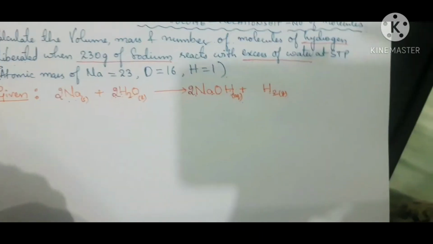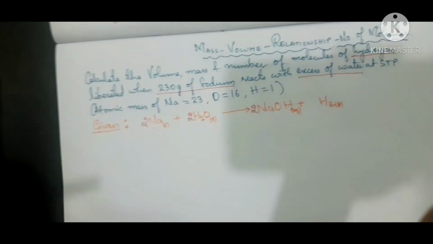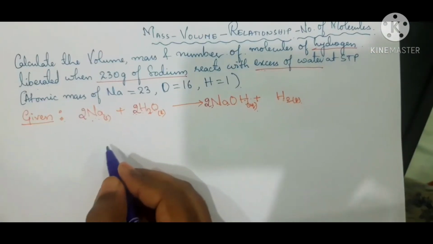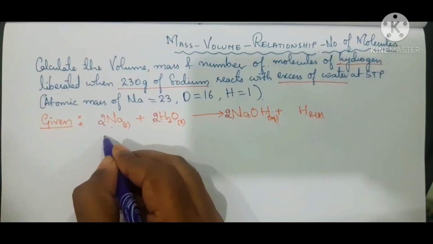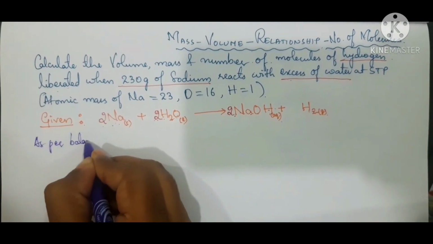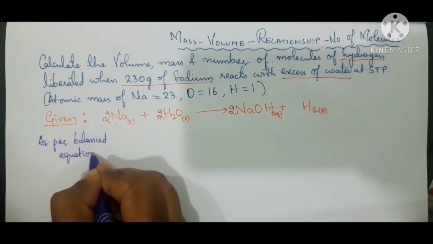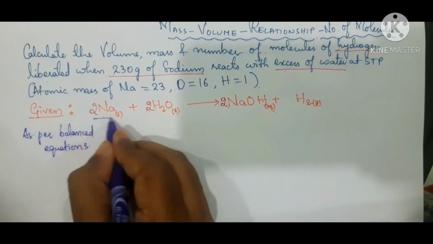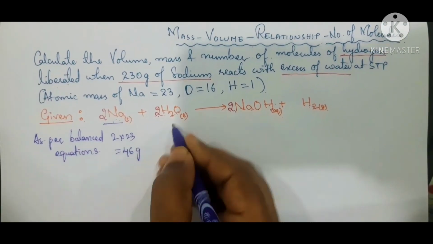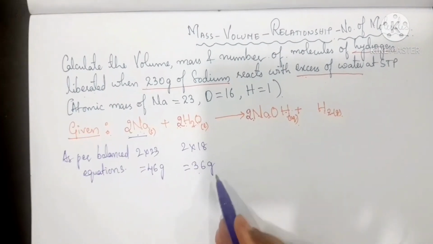From the balanced equation, I will show you completely how to find out the volume and mass. Coming to mass, first let me write the mass. As per the balanced equation, what is the mass? In terms of mass, that means molecular mass. Sodium is an atom, 2 into 23, that comes to 46 grams. Here a water molecule, 2 into 18, 36 grams.